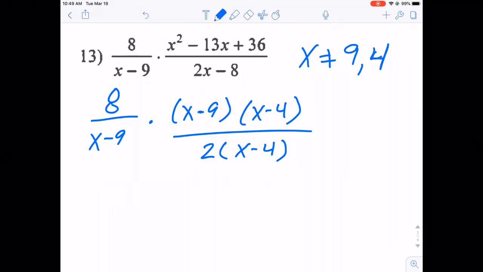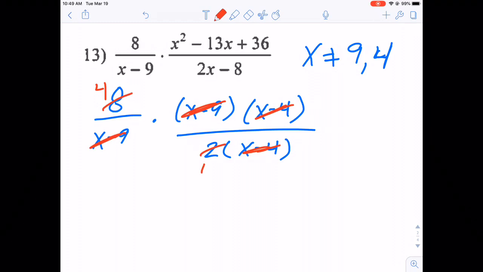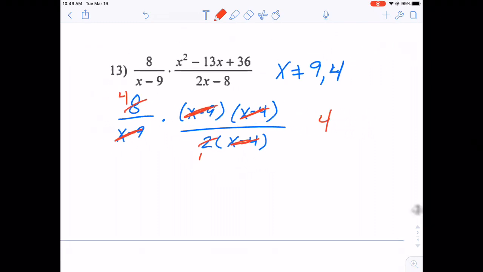Okay, now we start canceling some things. Get a different color here for dramatic effect. Minus 9s will cancel. Minus 4s will cancel. And now I just have an 8 over a 2, which will make a 4. And this goes away, or you could say 1. And so this just reduces all the way down to 4, or 4 over 1. Okay, let's keep going.